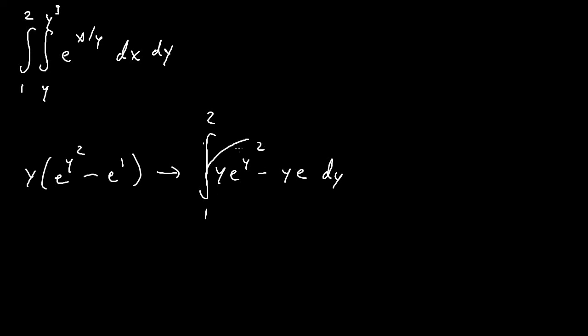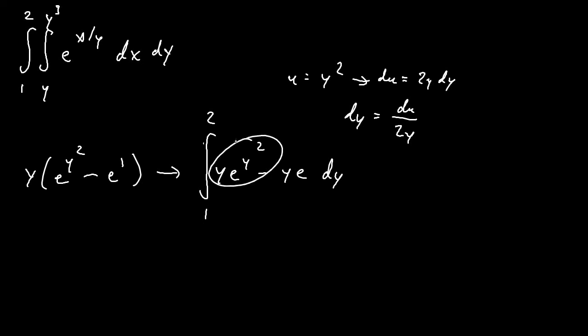So when I integrate y times e to the y squared, realize that this is just u substitution. So if u equals y squared, go ahead and make that the u. Then du, if we're going to differentiate with respect to y, is just 2y dy. So then dy is going to be equal to du over 2y. Now I'm going to rewrite the integral as it is.